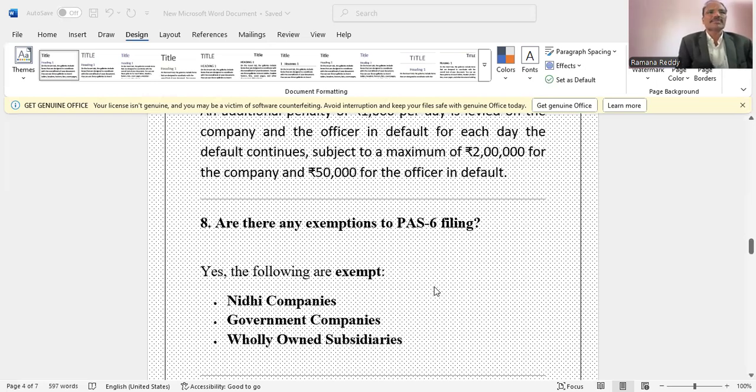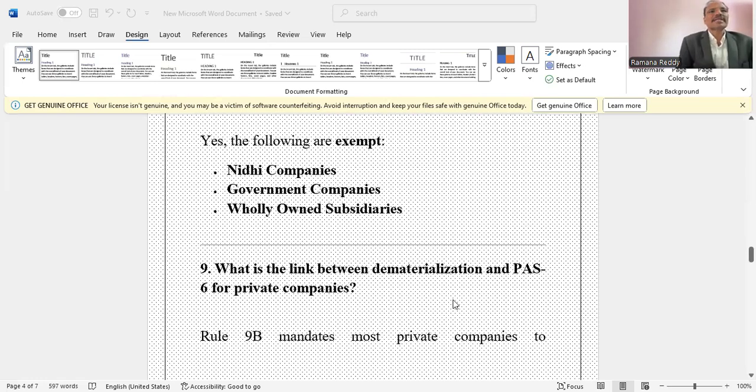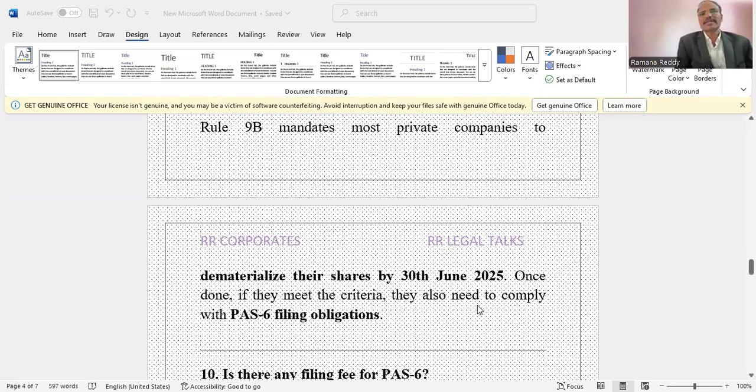Are there any exemptions to PAS6 filing? Yes. Nidhi companies, government companies, and small companies are exempted. What is the link between dematerialization and PAS6 for private companies? Rule 9B mandates most private companies to dematerialize their shares by 30th June 2025. This is the due date for dematerialization. So once done, if they meet the criteria, they also need to comply with PAS6 filing obligations.